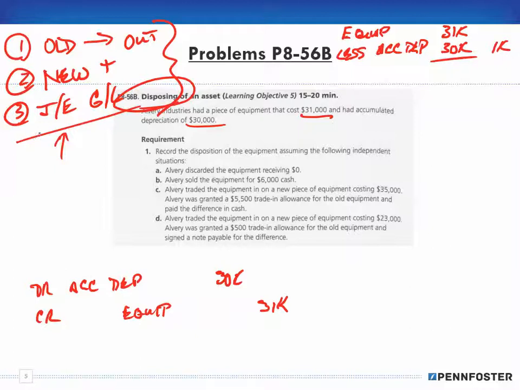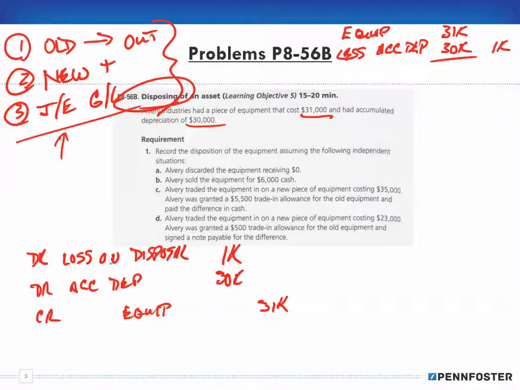But now number three, we're going to make a journal entry for the gain or loss. Well, to make my journal entry balance, I have to have $1,000 on the debit side here. So that has to be a debit to my loss on the disposal. And that's my journal entry.